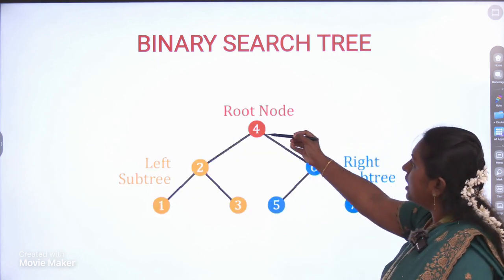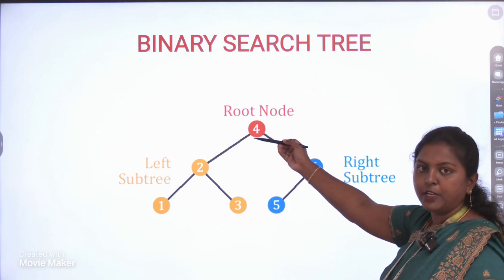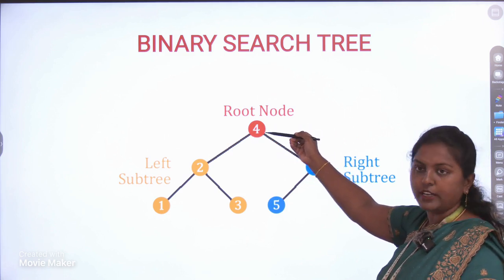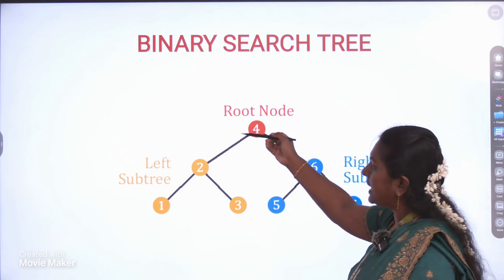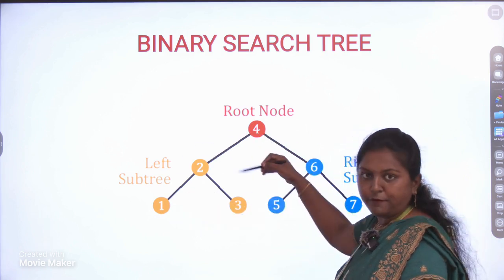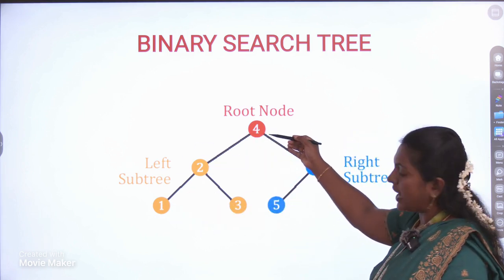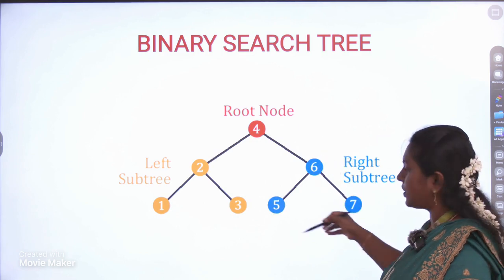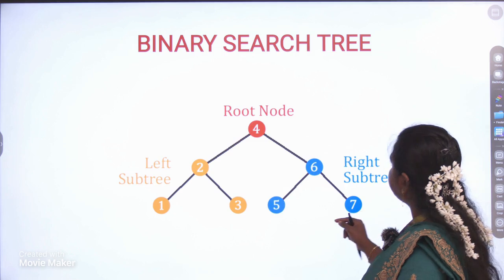Now you can see, 4 is the first element which we have inserted, so that is called the root element, followed by the elements which are lesser than 4, called left subtree elements, and the values greater than 4 are called right subtree elements.